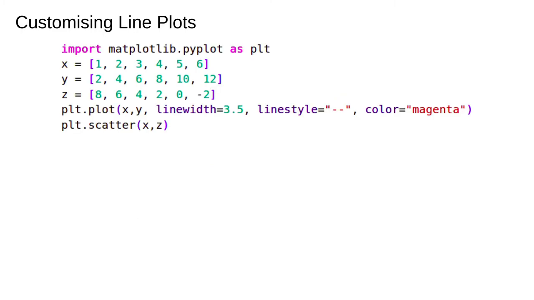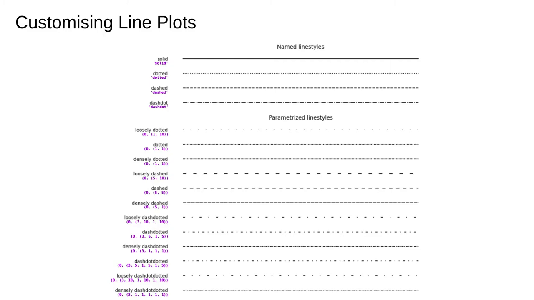First, let's play with the line plot. Some of the most commonly used customizations are applied here. We change the thickness of the line with the line width parameter. We can change the line style. This string corresponds to a dashed line. In fact, there are a huge number of styles and you can even make your own. Generally, you never need anything but solid, dash, dotted, and maybe dash dot.